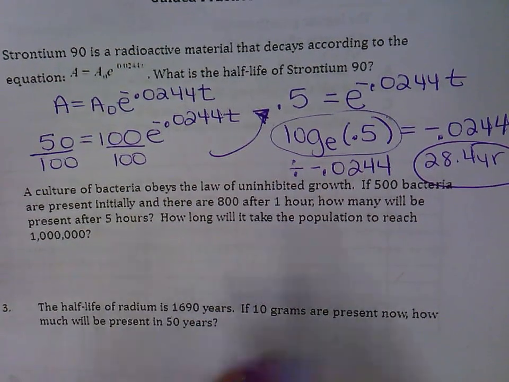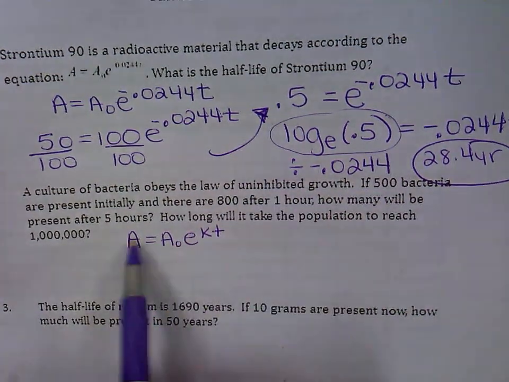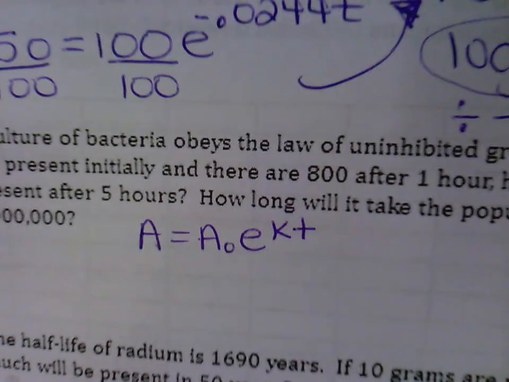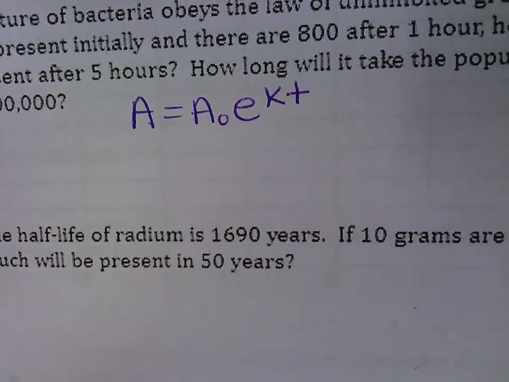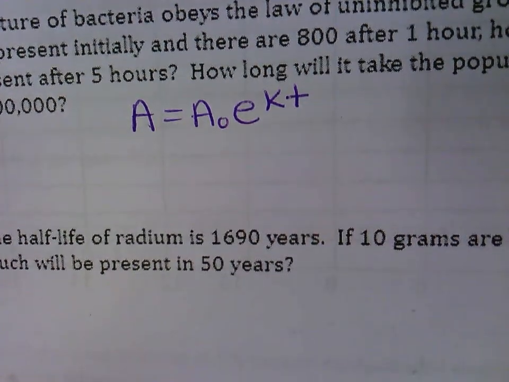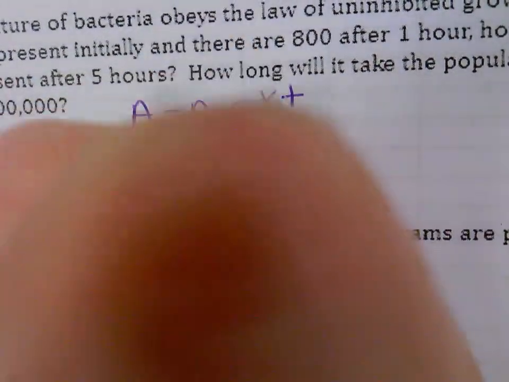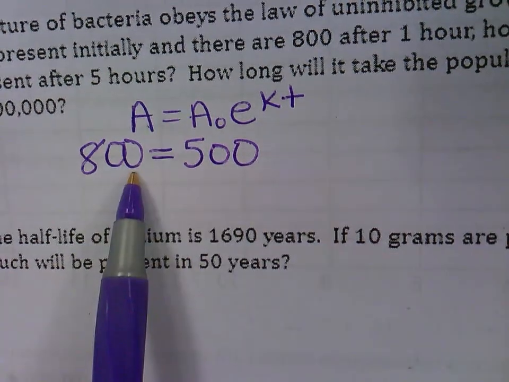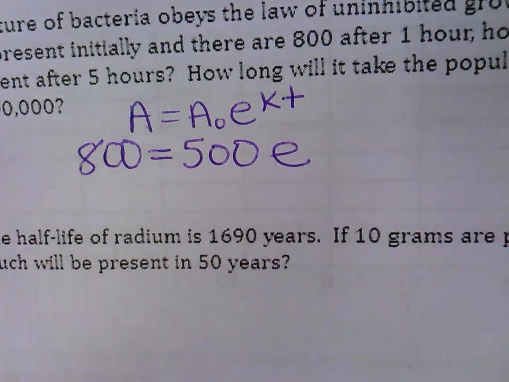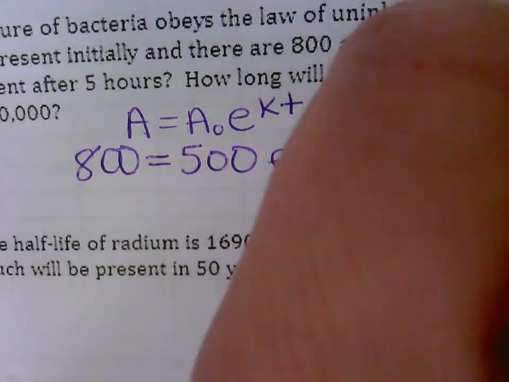So we're going to use, you could write it out just to practice, the law of uninhibited growth: A equals A sub 0 e to the kt. Now I'm going to plug in what I know. What was my initial bacteria population? It was 500, right? That's my initial value. My ending value was 800. So 800 is my ending value. 500 is my initial value. e is just e. I don't know K. That's what I'm solving for. But I know that it took 1 hour for T.